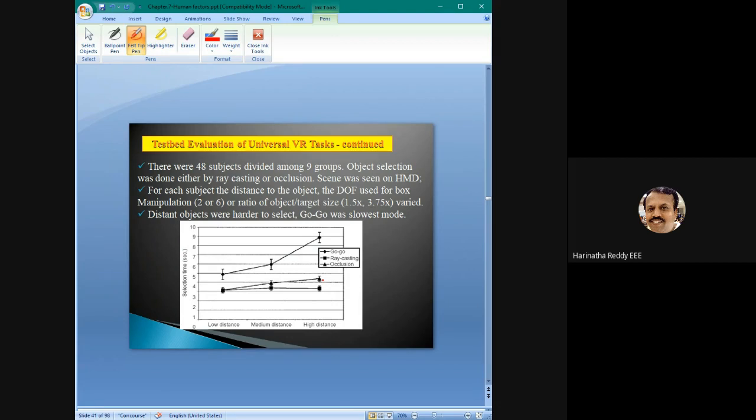Where, for experimenting this particular example, 48 students, 48 users were selected. Just a minute, please.